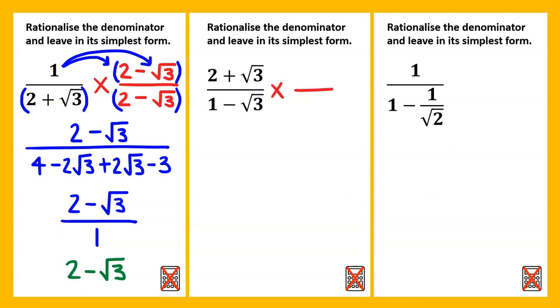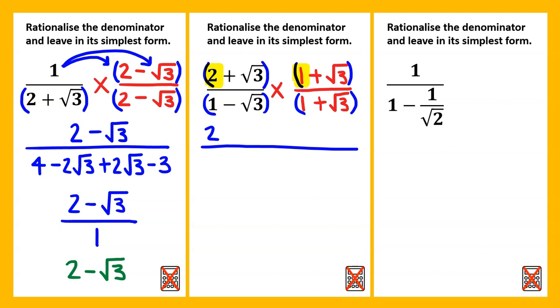For the next question, we'll need to multiply by 1 plus root 3 for the denominator and 1 plus root 3 for the numerator. On multiplying across will leave us with double brackets for the numerator and the denominator. 2 times 1 is 2. 2 times root 3 is 2 root 3. Root 3 times 1 is plus 1 root 3. And root 3 times root 3 is 3.